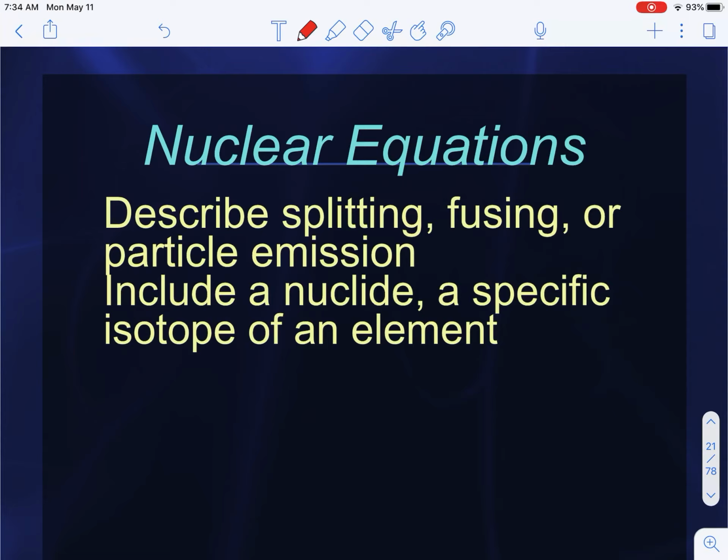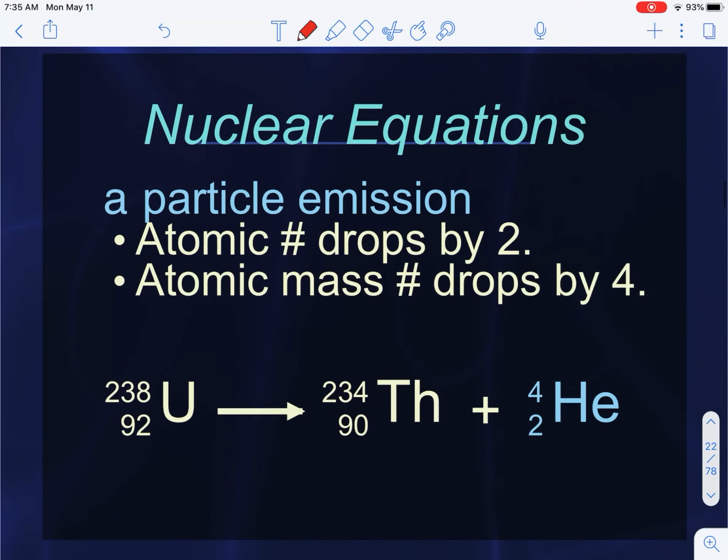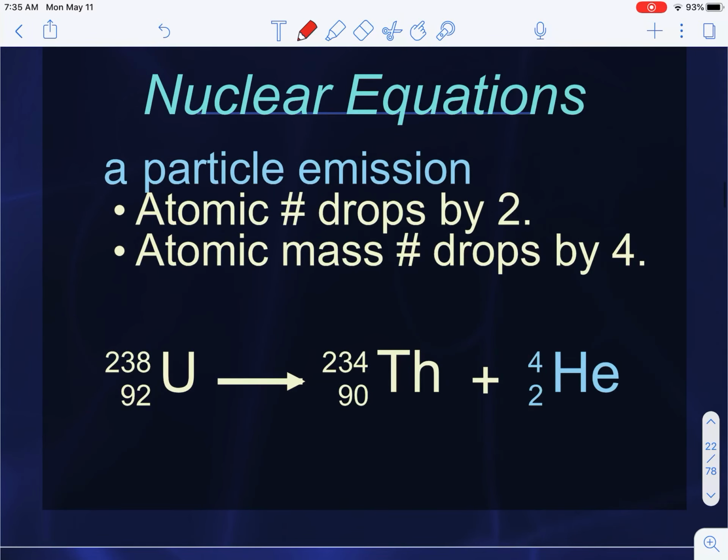Nuclear equations describe splitting, fusing, or particle emission. They include a nuclide, a specific isotope of the element. So let's take a look at it. Okay, so this is a particle emission over here. Here's your helium-4, so we know this is an alpha particle. So this is alpha decay.